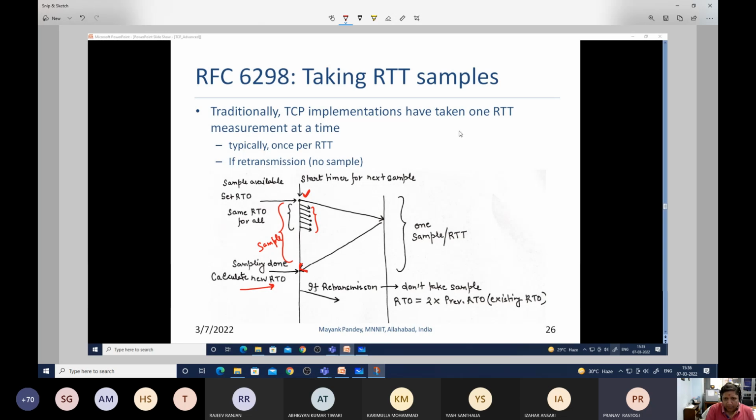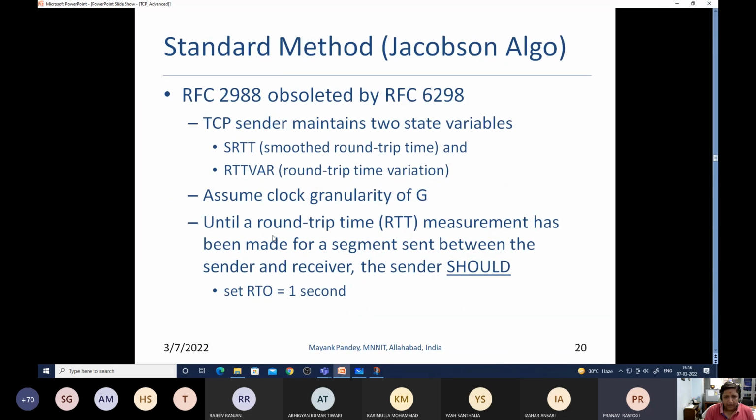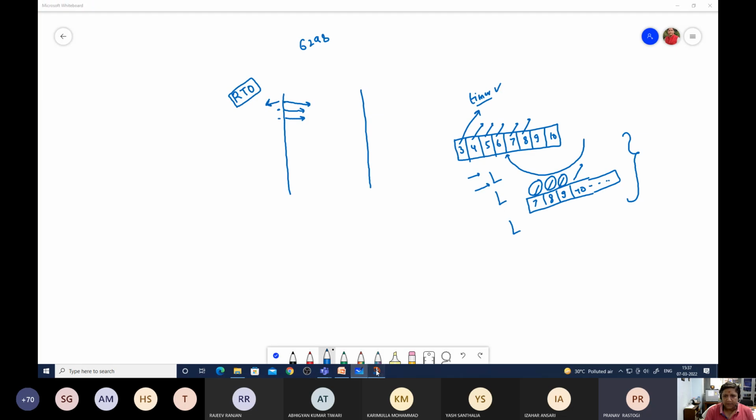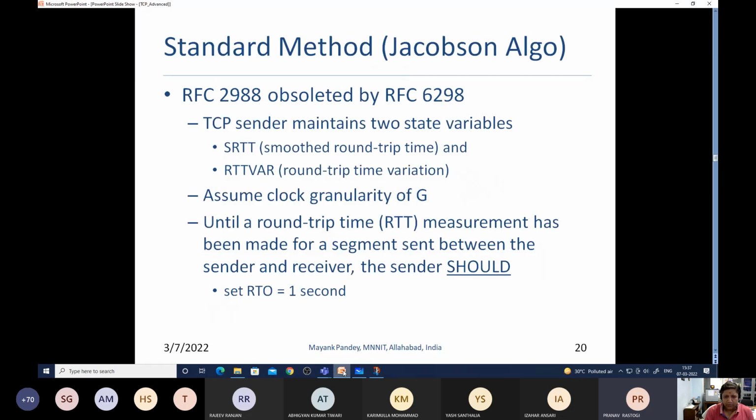Suppose I have sent packet number 1. So I have got two things. I have got RTO also, and I have got some sample. If it is the first packet, then we can have the sample the way we have initialized. See here how we have initialized. Until a round trip measurement has been made for the segment sent, the sender should set RTO to 1 second. So if this is the first packet, the RTO is already 1 second. We have set, this is the first packet, set RTO equal to 1 second.